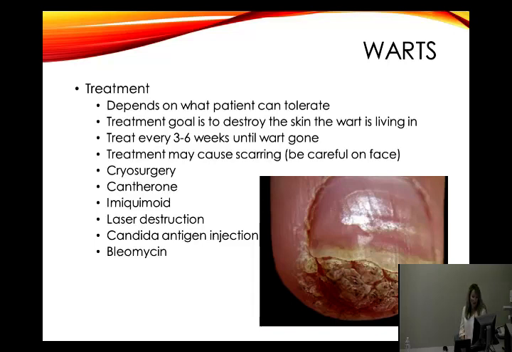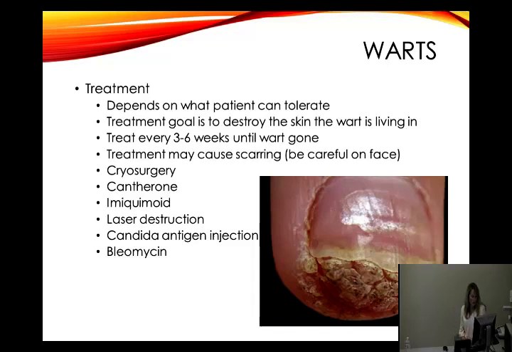Imiquimod is a really nice option that the patients do at home. So you actually don't do any treatment in the office. You give them a prescription for imiquimod. That is the generic version of it that originally came out to treat genital warts, but we have found it works really well for any type of wart.